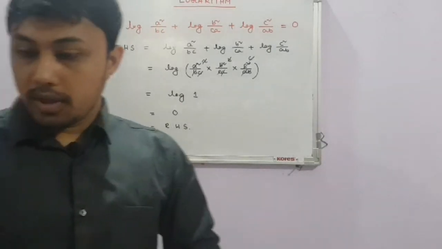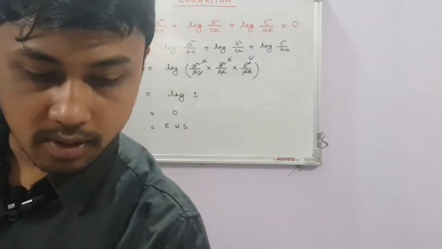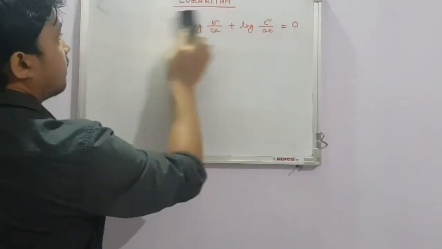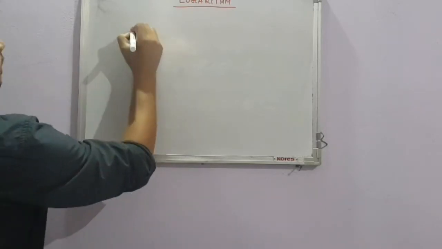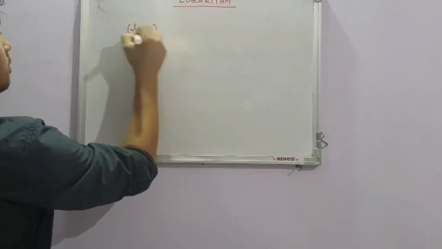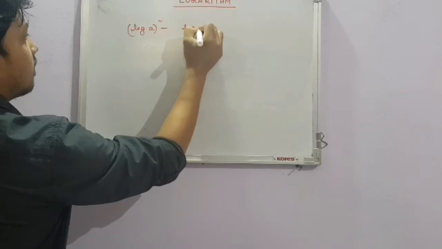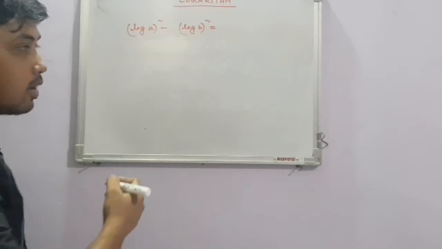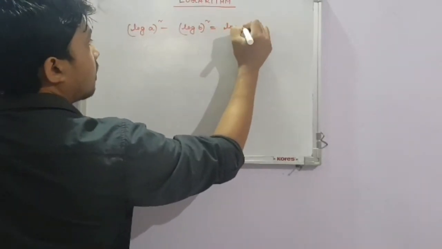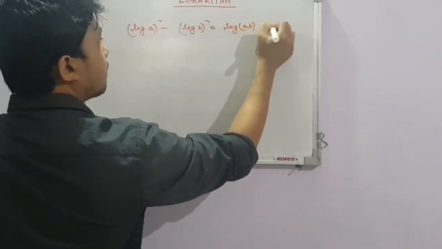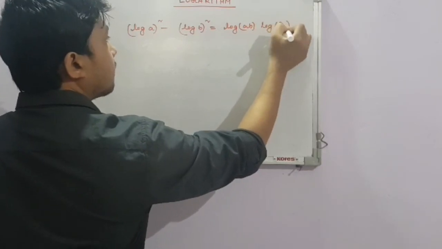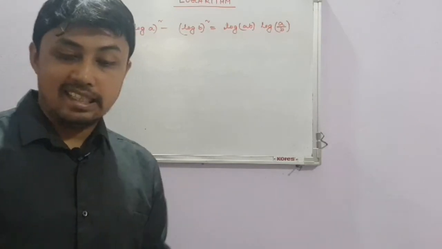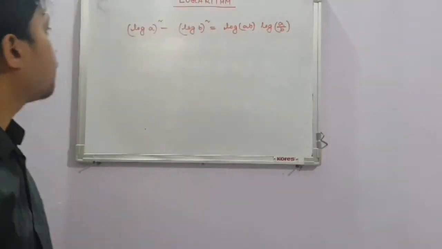Let me take one more for you today. The next question: I have log of (a) whole square minus log of (b) whole square. Prove that it equals log (a plus b) into log (a by b)... this is what is to be proved. Again, this is going to be very, very easy. You shall understand in a minute.